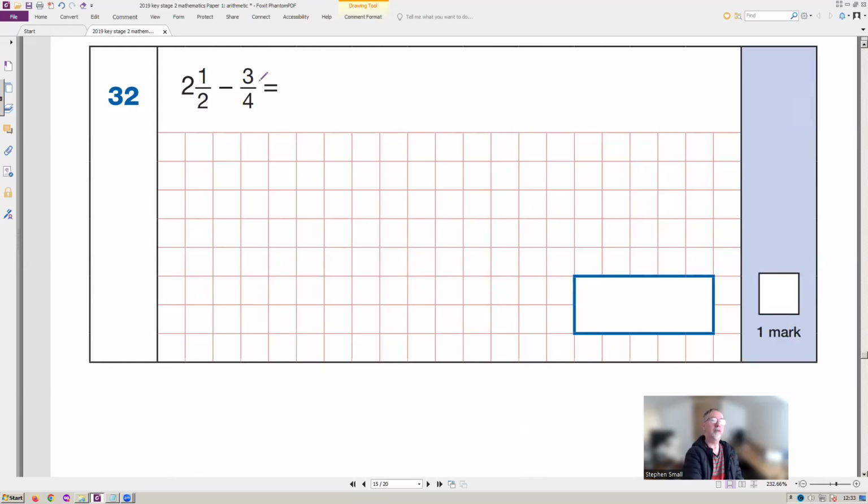This is a minus. 3/4 is bigger than half. So we need to convert this 2 to halves. Right, there's 2 halves in 1, so 2, there'll be 4 2s in 4 halves in a 2. So we know we got 4 plus the 1 already. So that's the same as writing 5 halves is the same as 2.5 minus 3/4.